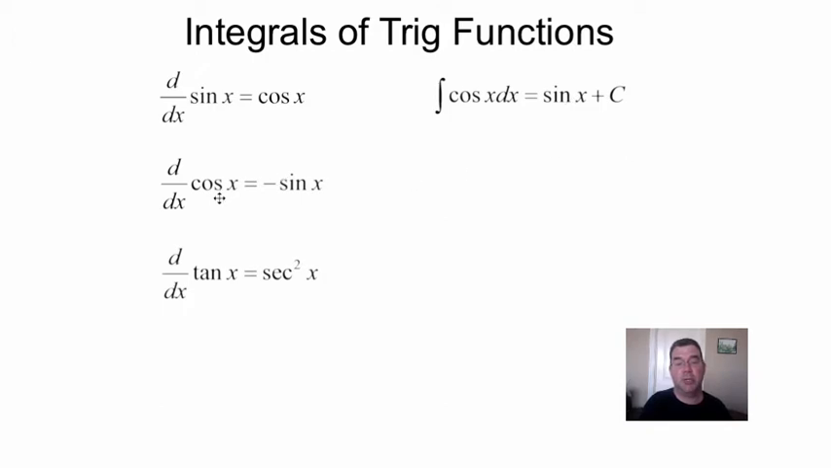The derivative of cosine is negative sine, so that means that the antiderivative of sine would be negative cosine. And finally, the derivative of tangent would be secant squared, so the antiderivative of secant squared would be tangent. So that's the basics, just getting back to the original function from the derivative.